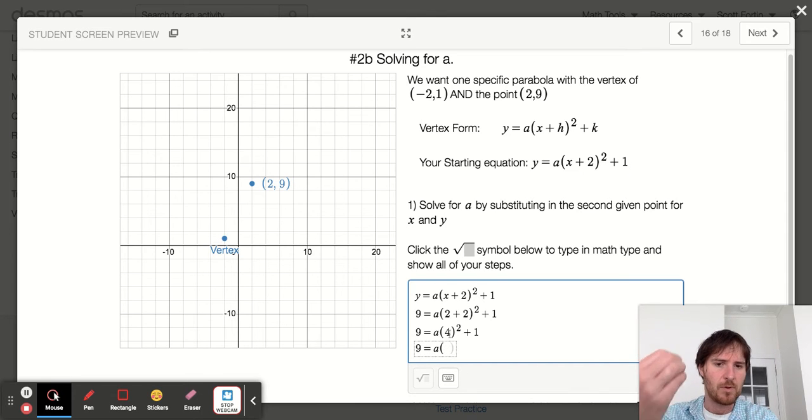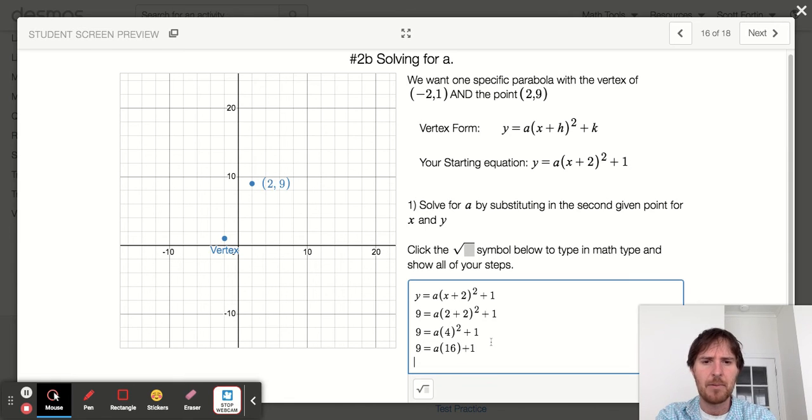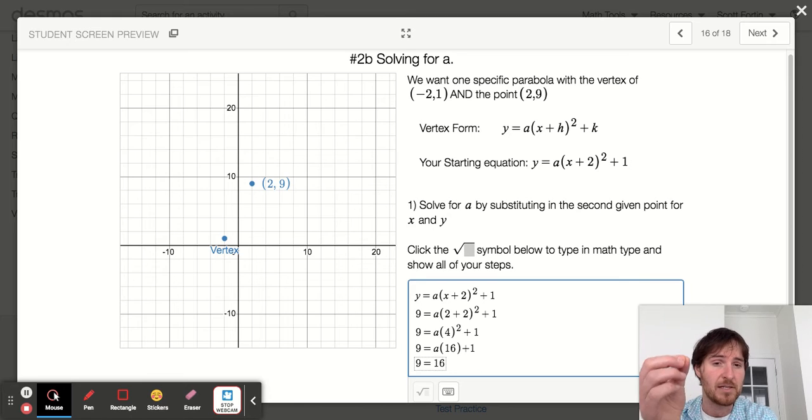Well, what's the base of my exponent? The base is 4. 4 squared is 16. Add 1 to it. Okay, next up, what am I doing? I'm doing 9 equals a times 16 is 16a, right? Because PEMDAS, parentheses, exponent. So I did both of those so far. Next is multiplication. A times 16 is 16a plus 1, and there we go.